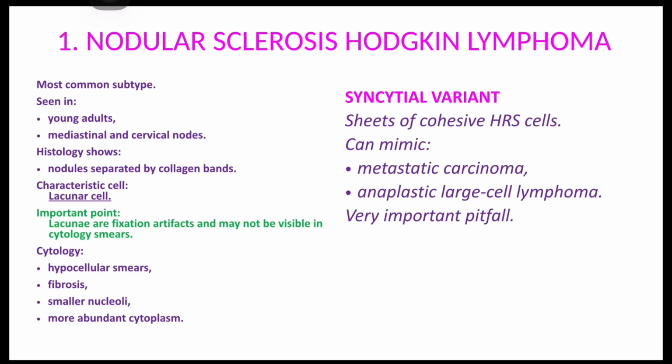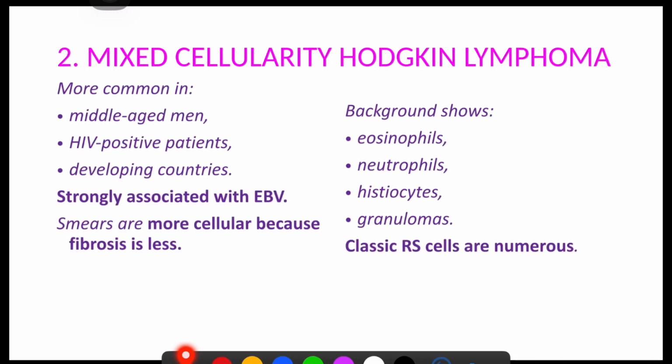Another type of HRS cell is the syncytial variant. Here we can find sheets of cohesive HRS cells producing a syncytial pattern. It can mimic metastatic carcinoma or anaplastic large cell lymphoma.